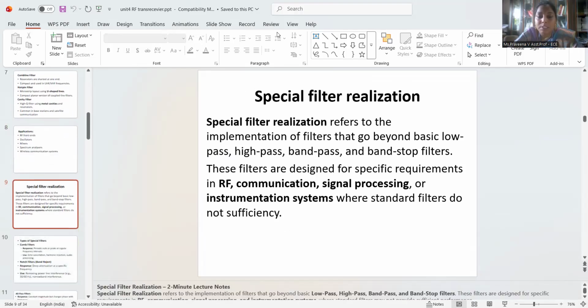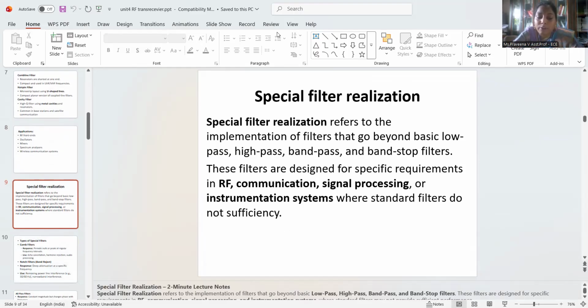Then special filter realization. Special filter realization refers to implementations of filters that go beyond basic low pass, high pass, and band pass filters. These filters are designed for specific requirements in RF communication and signal processing systems, where standard filters may not provide sufficient performance.